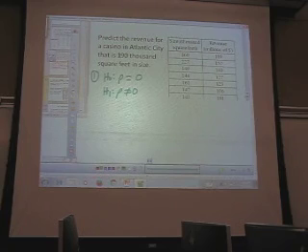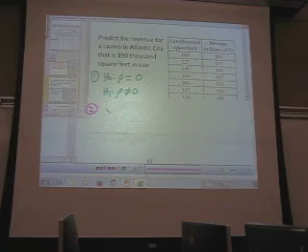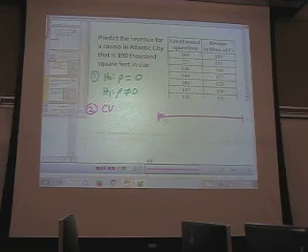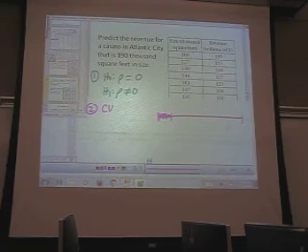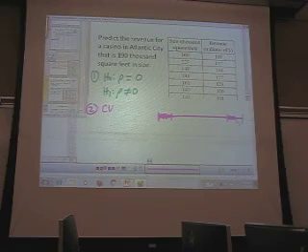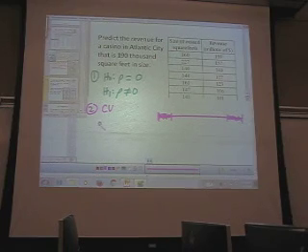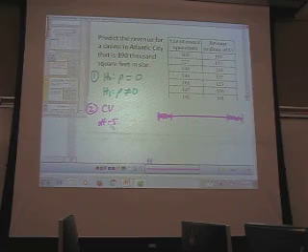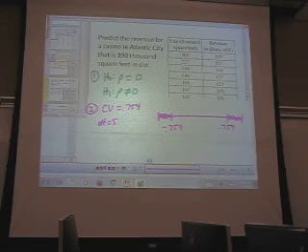Yes. Step 2. Find my critical value and draw a picture. Here's my picture. And what's my critical value? Degrees of freedom is 5. Is that right? Yes. 0.754. Negative 0.754 and positive 0.754. And then step 3. Test that.